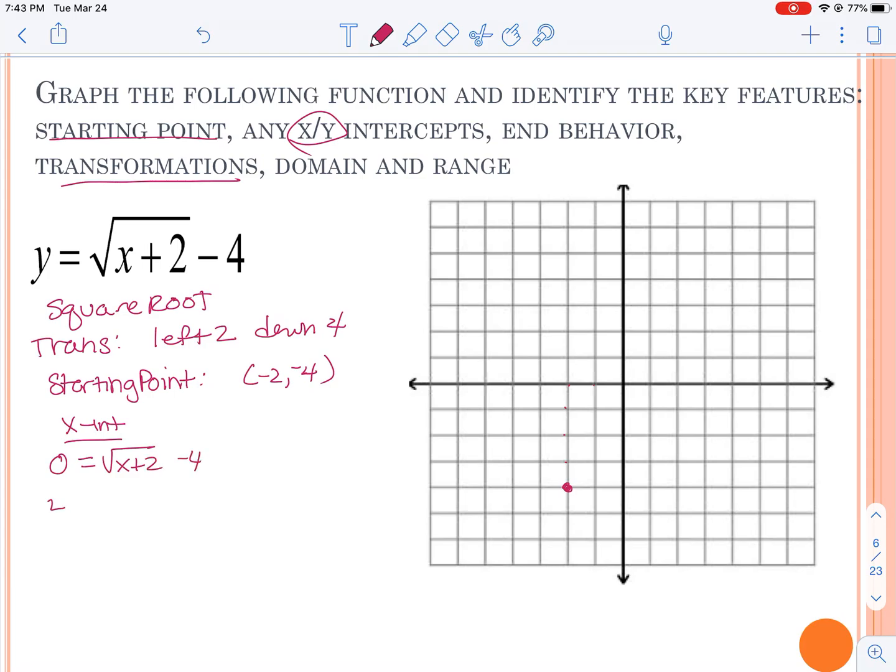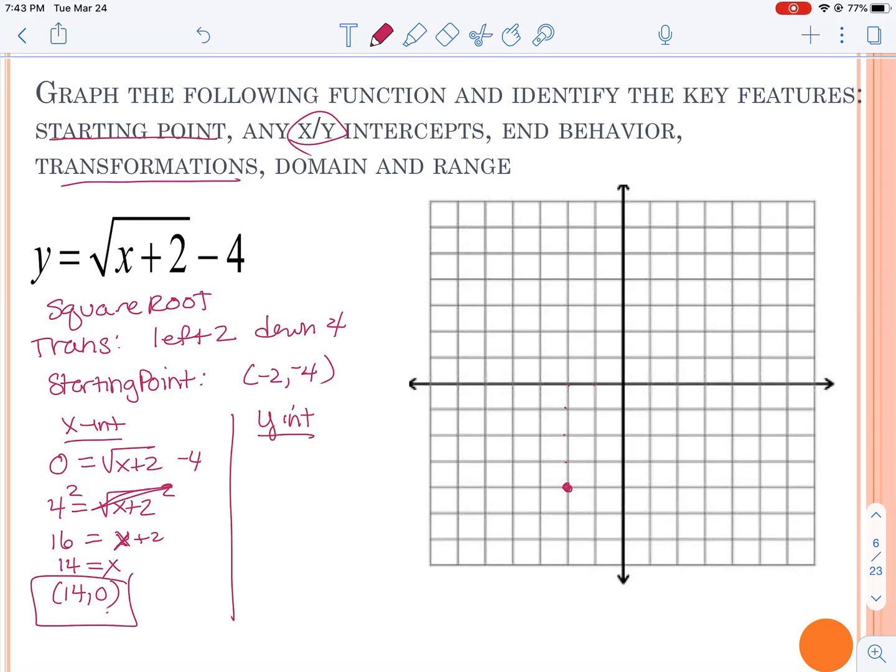So I'm going to solve my square root by adding over the 4. And then what undoes a square root is a square. So I got 16. Those two are going to cancel, so that is an x plus 2. And if I subtract my 2, I would get 14 as x. So my x-intercept is going to be at 14, 0. That definitely looks like that's not going to fit on my screen, but that's okay. I now know where the exact x-intercept is.